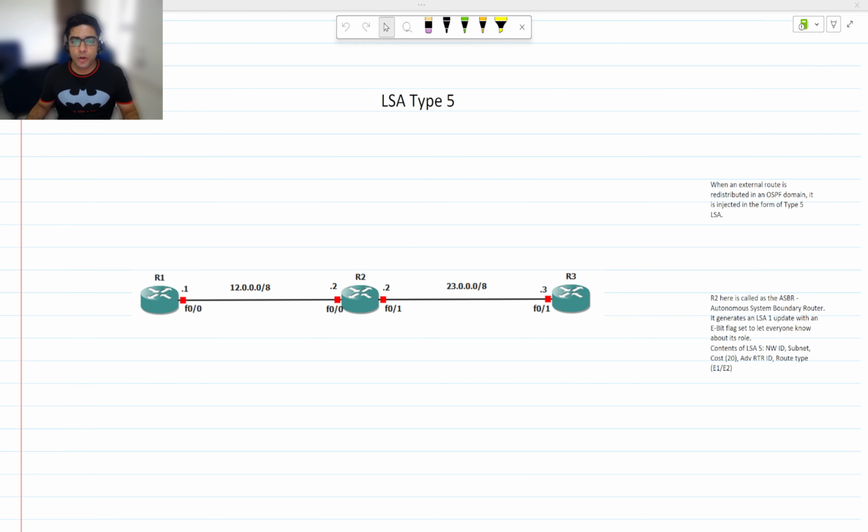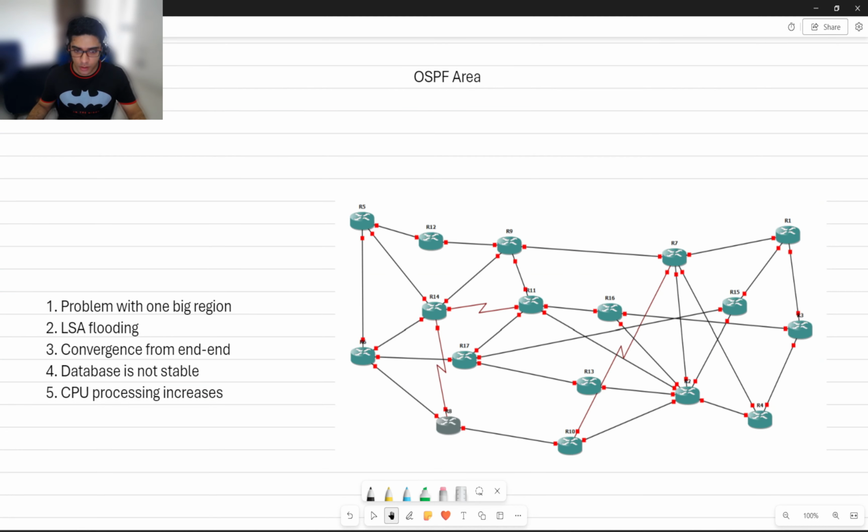In today's video, we will look at LSA type 4 and type 5, who generates it and how they are generated. But before we jump on to that discussion, let's just have a recap of what we saw in the last video. So in the last video, we saw about OSPF areas and LSA type 3.